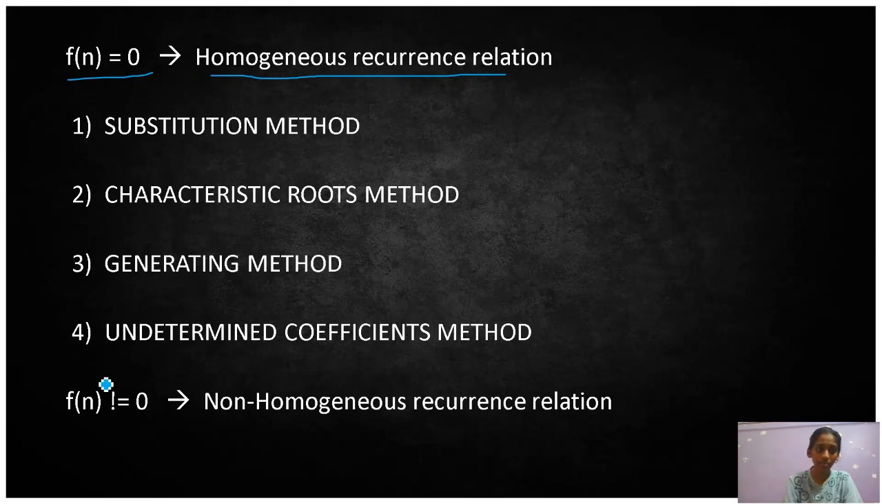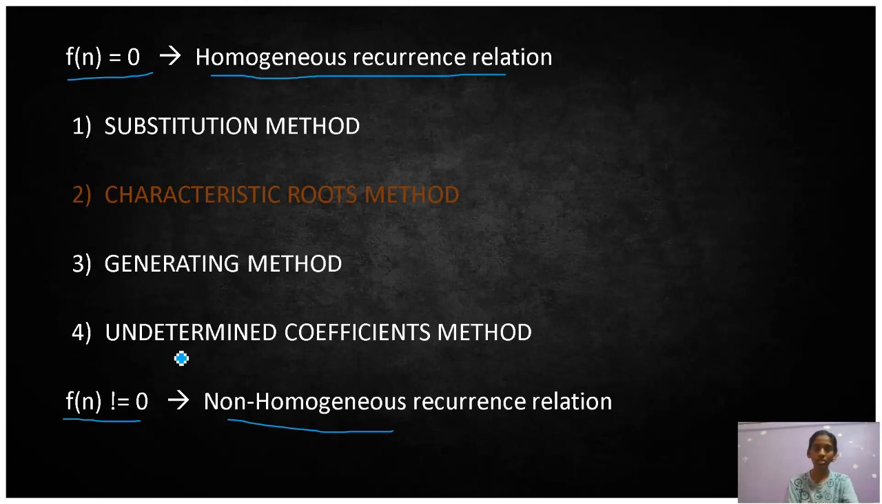Whereas when Fn is not equal to 0, then that is known as non-homogeneous recurrence relation. Coming to the topic that I'm going to discuss, the characteristic roots method, which is a method for solving homogeneous recurrence relations. Basically, there are 4 types in this.